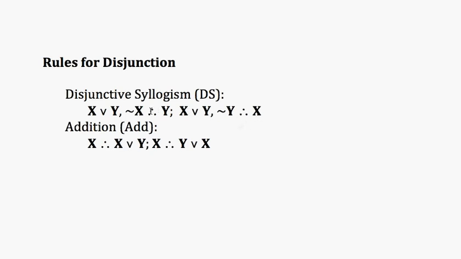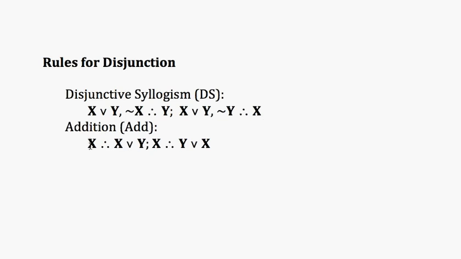But the grammar matters. Here we have x or y. Here we have one of the disjuncts plus an extra tilde. That's the form of the rule. And then we can infer the other disjunct. Likewise here, one of the disjuncts plus an extra tilde. We can infer the other disjunct. That really does matter.